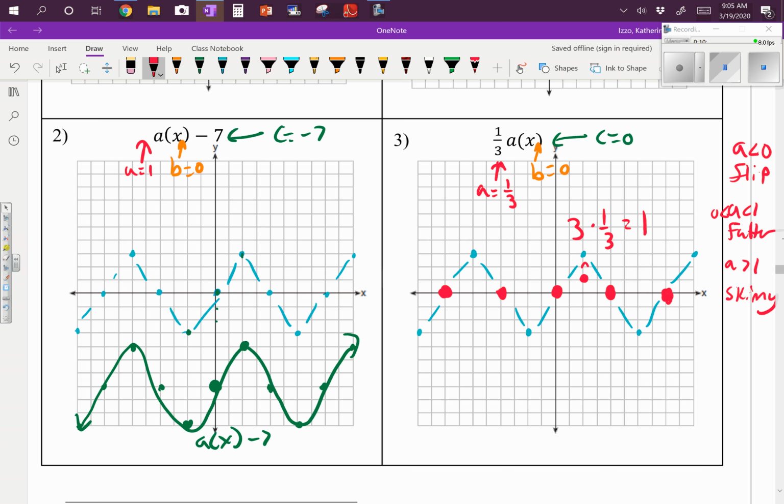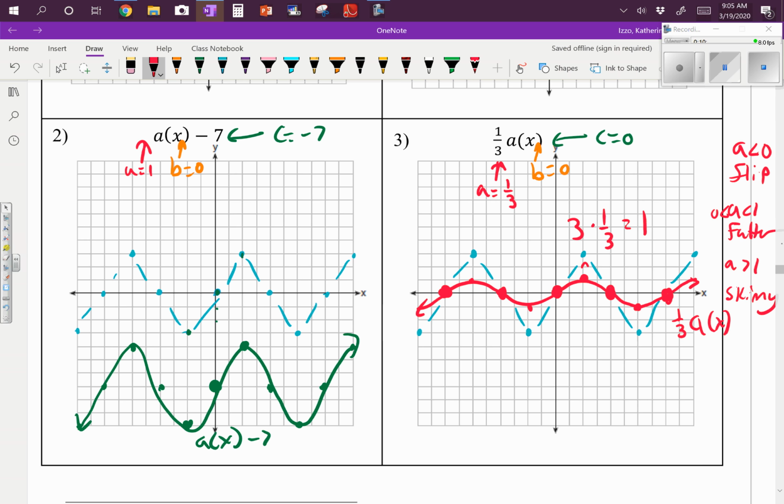So it's going to go up 1 unit. This goes down 3 units, so it's only going to go down 1 unit. And we're going to get this nice little guy, sorry, fat little guy, who's just barely reaching the points. We're not making fun of him, right, Squirrel? Okay, so 1/3 AX.